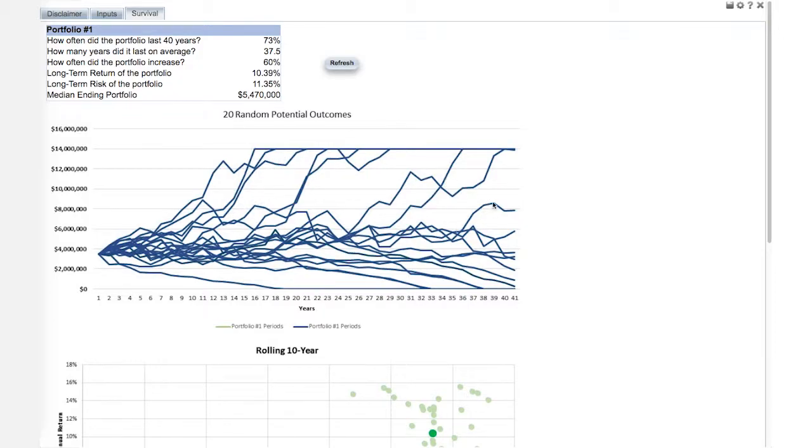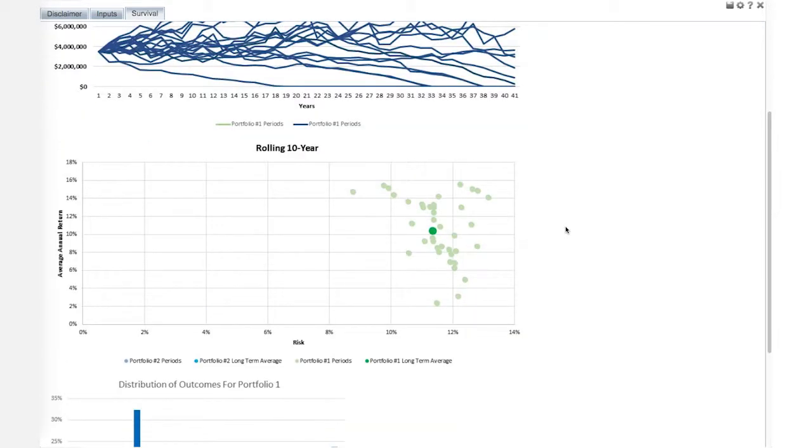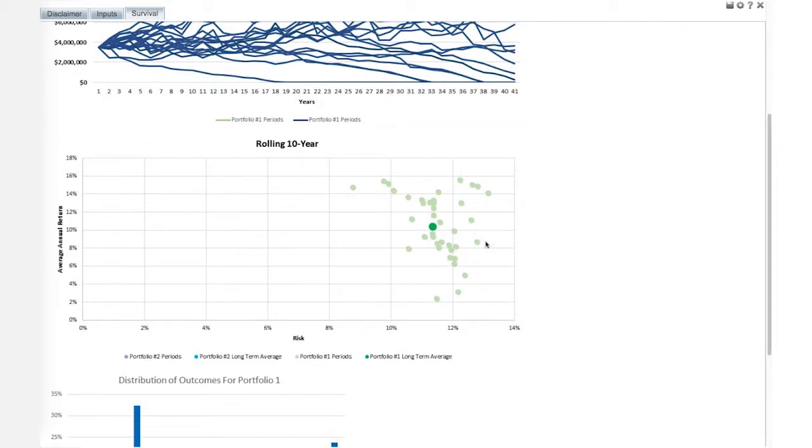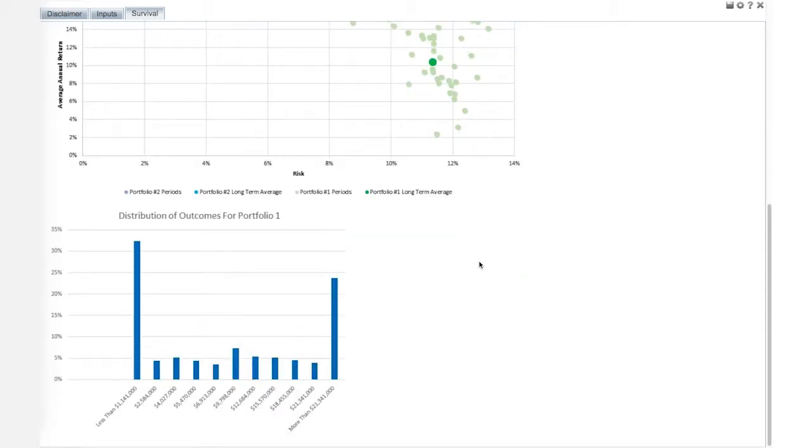This gets more interesting when we're comparing two portfolios against each other. We could go down here to the risk and return chart. The big dot is the long-term average of that portfolio, and we can see all the different portfolio periods, and what we're showing here is rolling 10-year periods. There are a number of different options we can choose from. And when we come to the bottom, we can see the distribution of outcomes for the portfolio to get a sense for what our outcomes might look like.